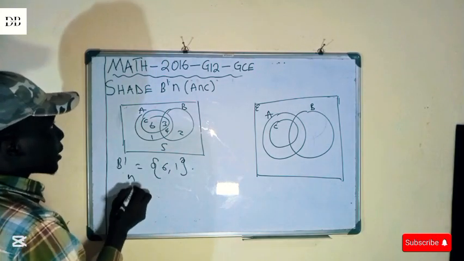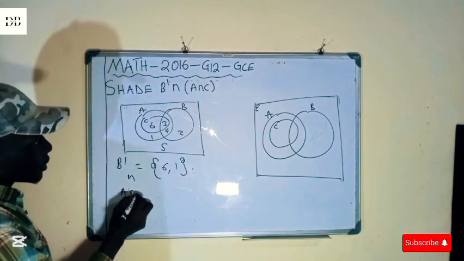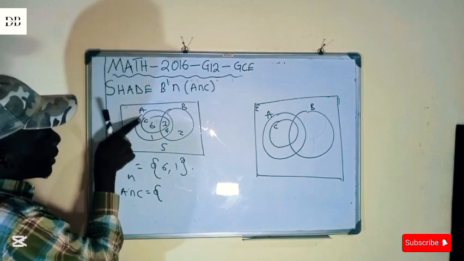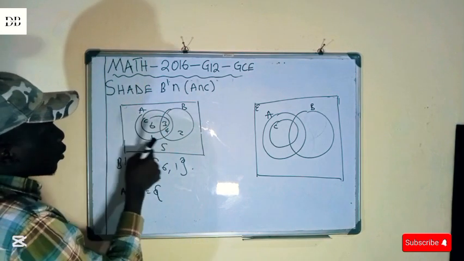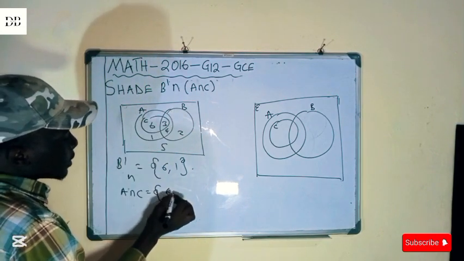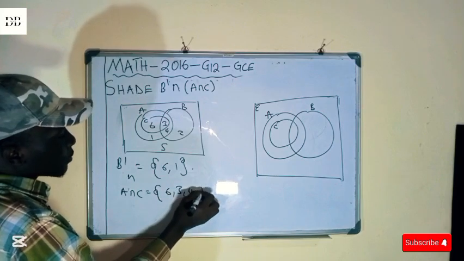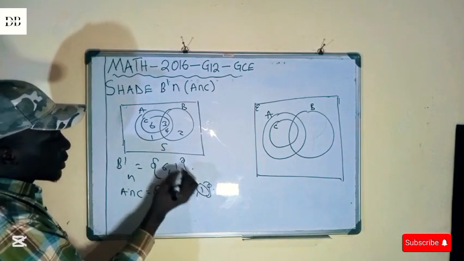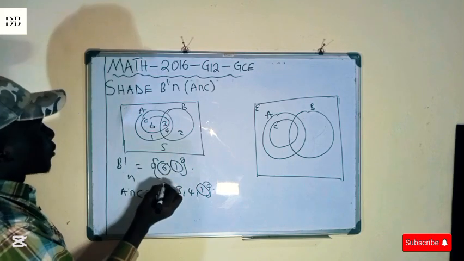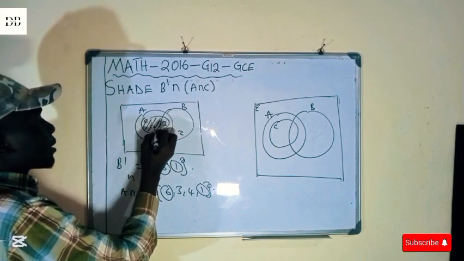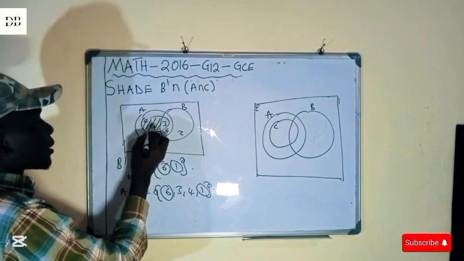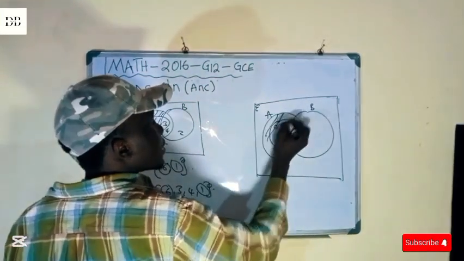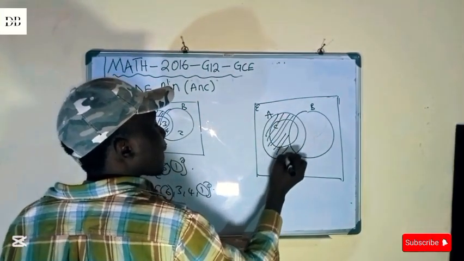And then intersecting it with A intersection C. So things found in both A and C means the whole lot of A, which is 6, 3, 4, and 1. Then finding what is similar here, we have 6 and 1. So we shade where there is 6 here and where there is 1 there. So it means our final answer will be shading that part.